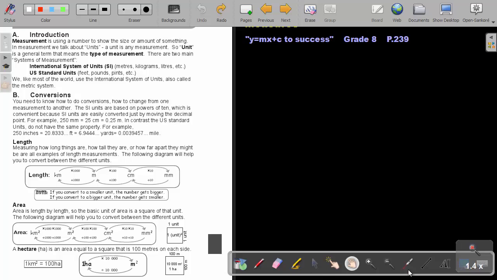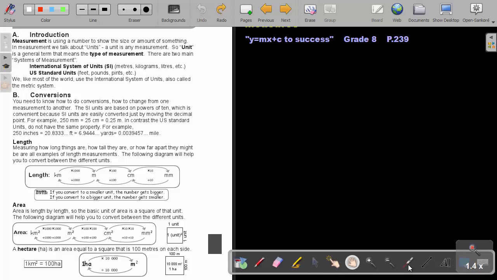Okay. Now, remember, it is basically just this one and we square it. So it's 1,000 times 1,000. It's just this one and we square it. So it's 100 times 100. It's just this one and we square it. So it's 10 times 10. Again, if you go to this side, you multiply. And if you go back, you divide.